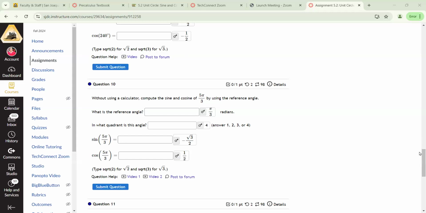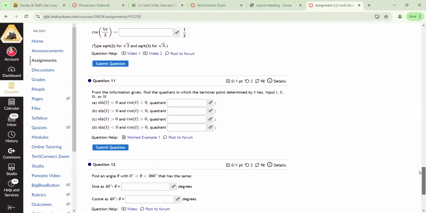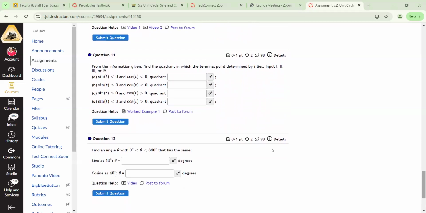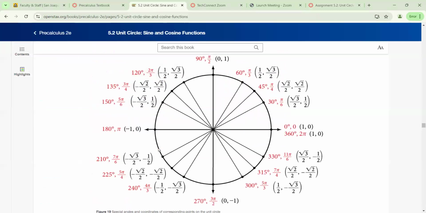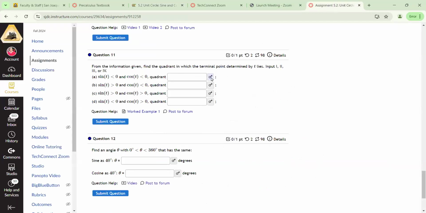Now we go to the next one, number 11. It says for the information given, find the quadrant in which the terminal point determined by t lies. Input 1, 2, 3, or 4. Sine less than 0, cosine less than 0, meaning sine and cosine both are negative. If you remember, and I will show you the picture again, sine negative, cosine negative, x negative, y negative. That happens only in quadrant 3. If you look at the values, both the values are negative. So that is quadrant 3.